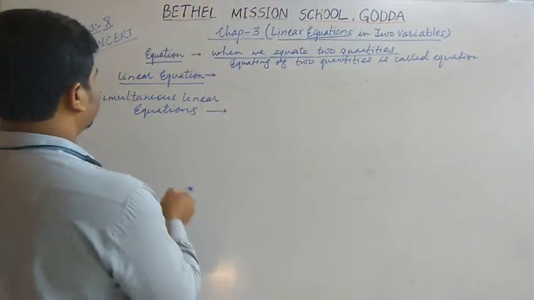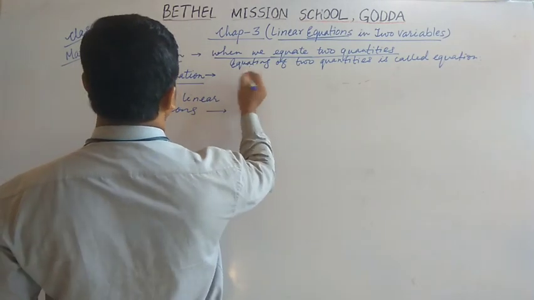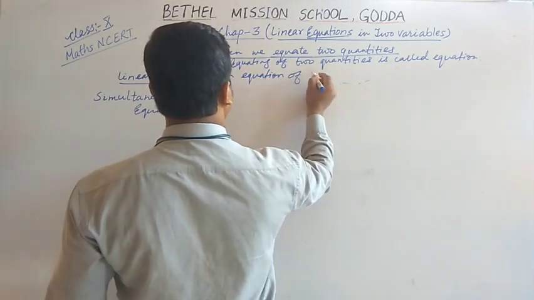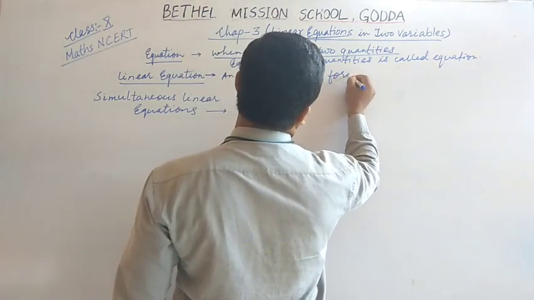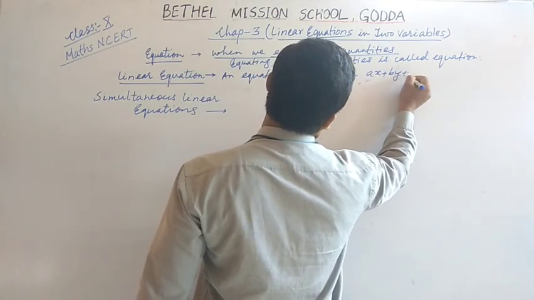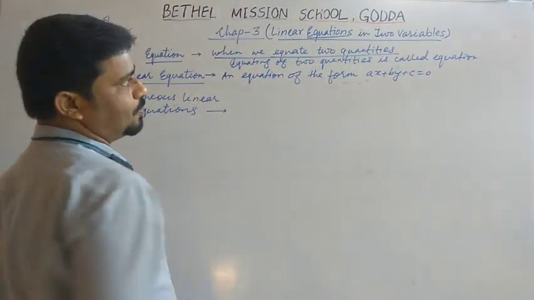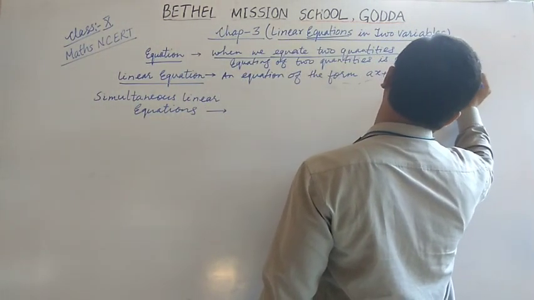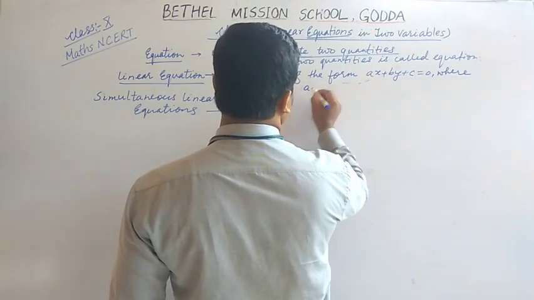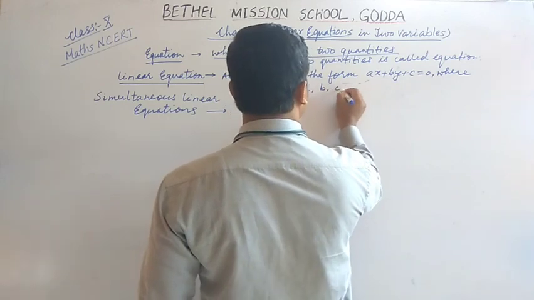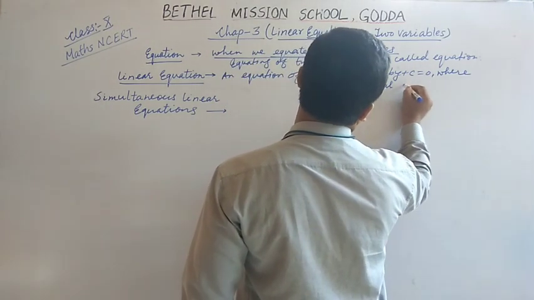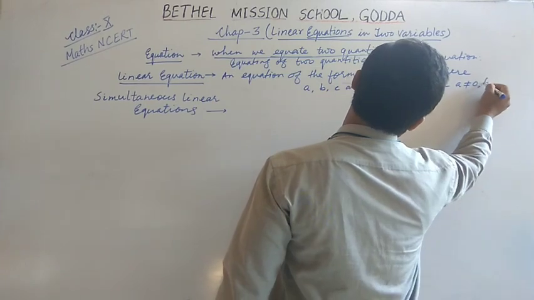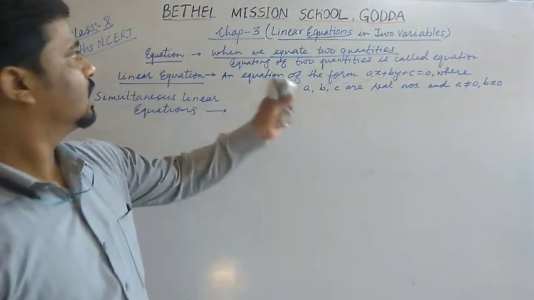Now linear equation. Linear equation means an equation of the form ax plus by plus c equal to 0, where a, b, c are real numbers, and a is not equal to 0, b is not equal to 0. This is linear equation.